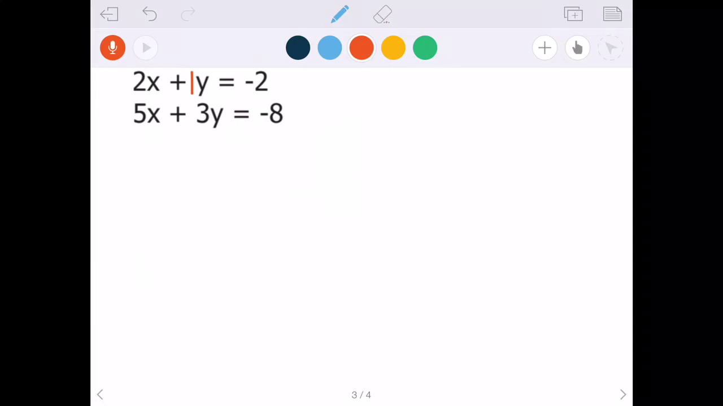So in order to eliminate this y with positive 3y, I need the y in the top equation to be -3, because -3y plus 3y equals 0. So I just put parentheses around that, and I'm going to multiply the top equation. I'm going to multiply everything by -3.